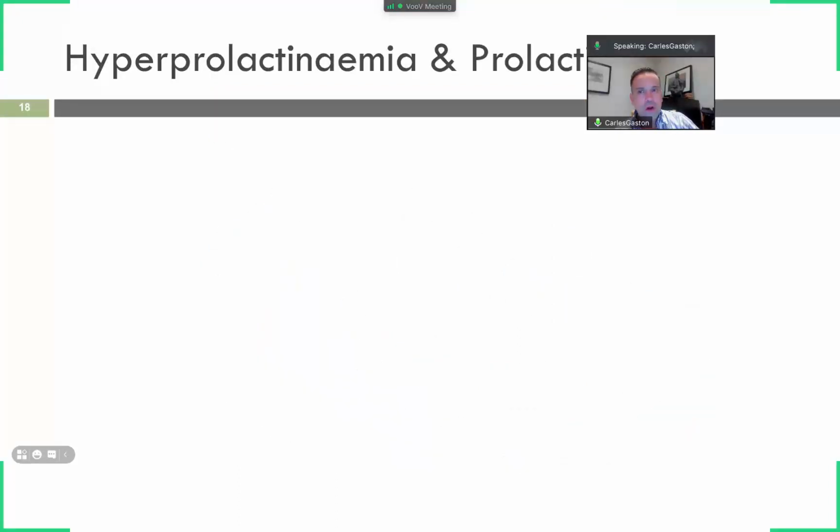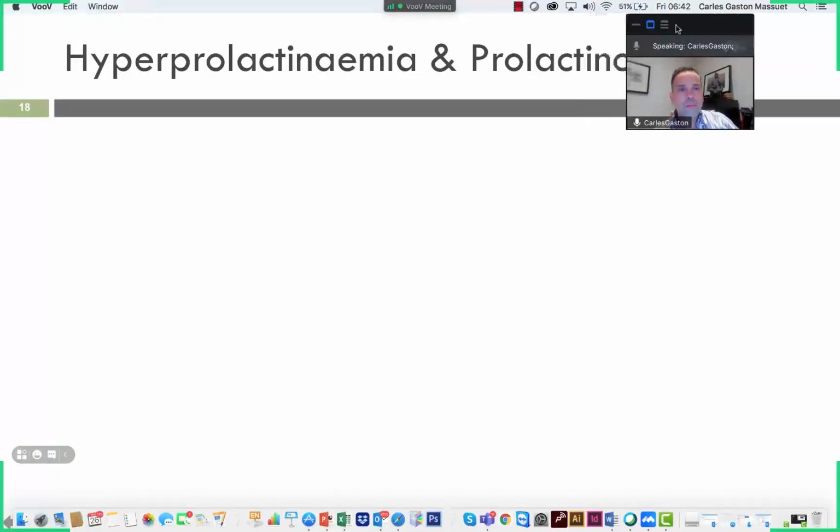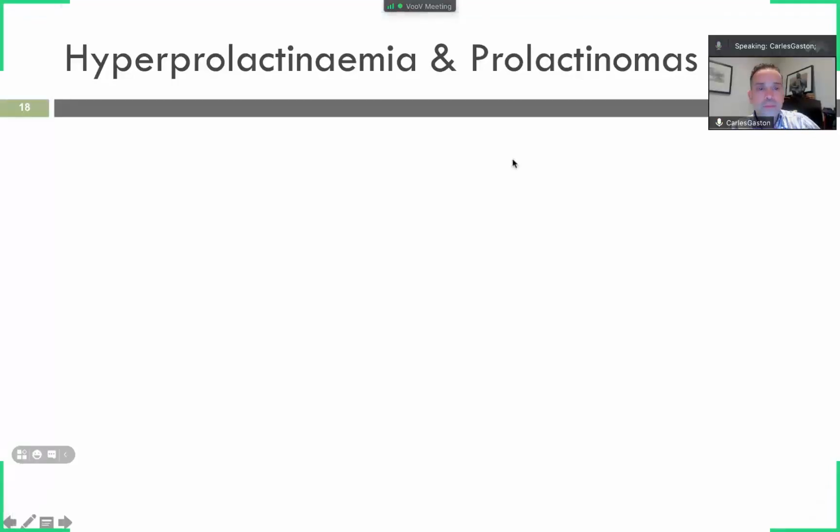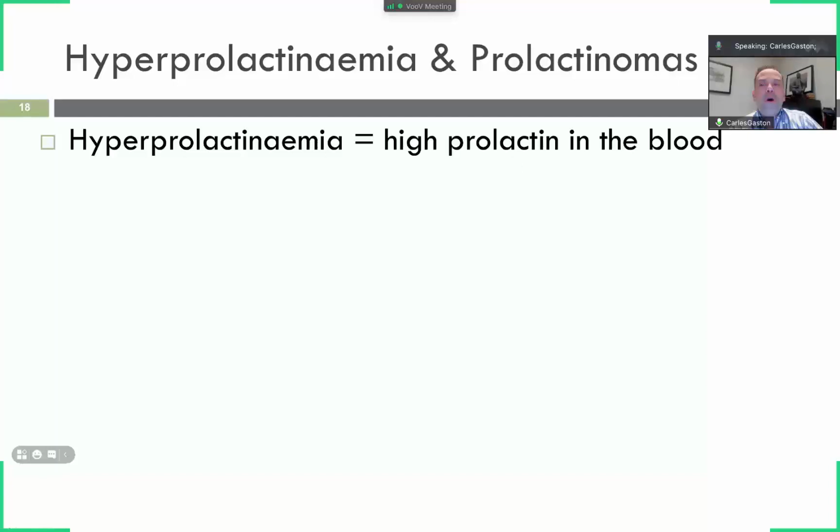So, abnormalities in prolactin secretion can be associated to hyperprolactinemia. Hyper means increase in secretion of prolactin, and this can come from different physiological conditions, but also from pituitary tumors overexpressing prolactin, known as prolactinomas. So, hyperprolactinemia means high prolactin in the blood.